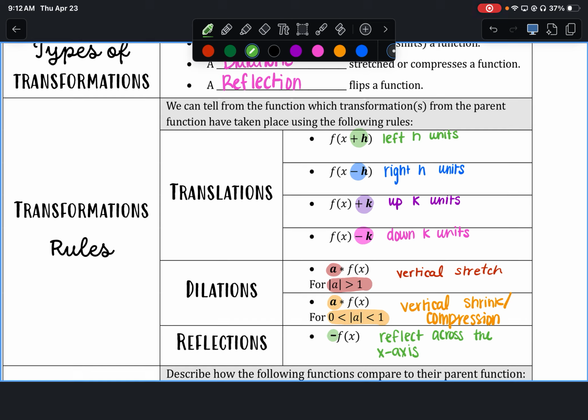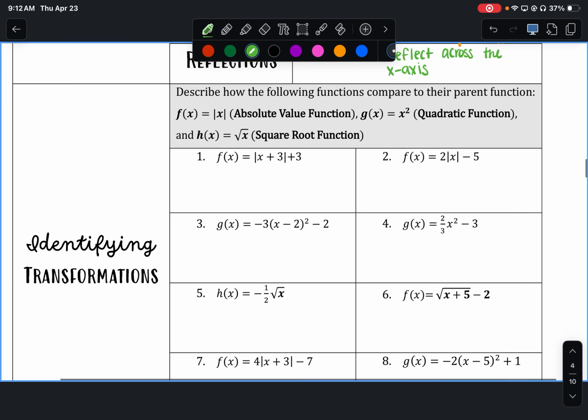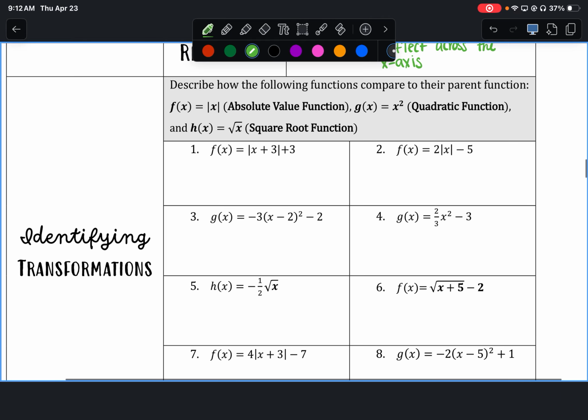So what we're going to do is go through some examples using the transformation rules. Then we'll go with some examples of writing functions from our transformation rules, and then we're practicing. This first section down here is just identifying transformations. We just have to describe how the following functions compare to their parent functions. The parent functions we're going to look at specifically are our absolute value function, our quadratic function, and our square root function.